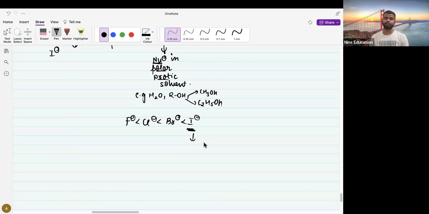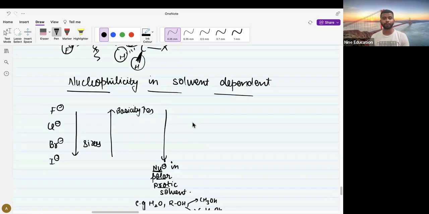Remember this better, always. Iodine minus is the winner. It is more nucleophilic in polar protic solvents. But always remember, this order will reverse in polar aprotic solvents.